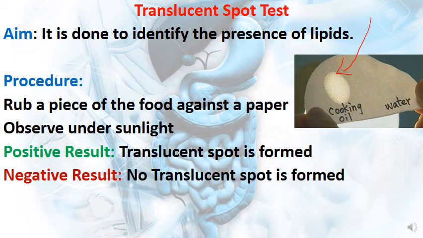So this is the translucent spot and it's a positive result, meaning that we have what? Lipids. While if there is no translucent spot, there is no lipid and it's a negative result.